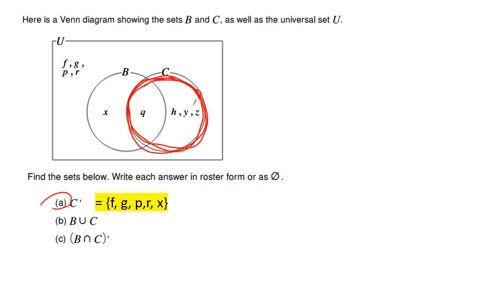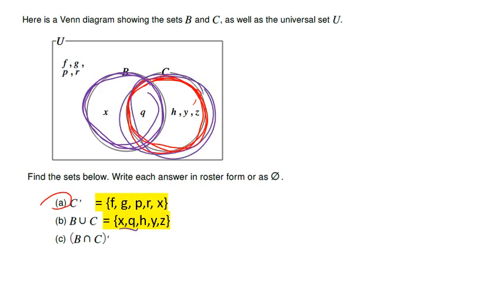For B, we're going to go with purple here. I'm joining B and C together. I'm combining them. I'm grabbing the union. So I'm going to grab everything in B, X, and Q. I'm grabbing everything in C, Q, which I have, H, Y, and Z. That's the union.